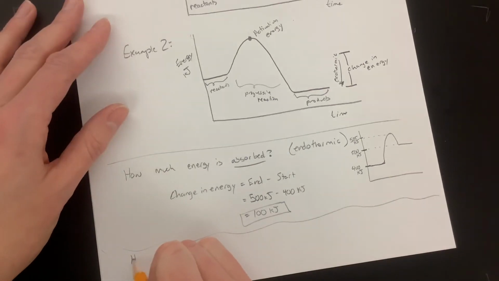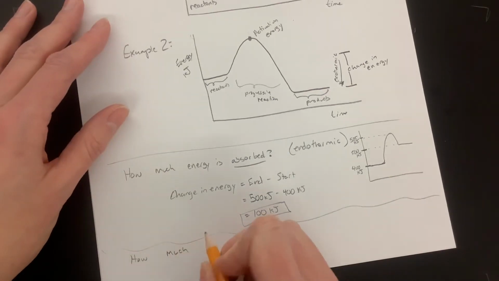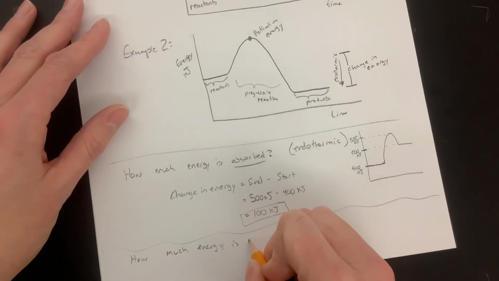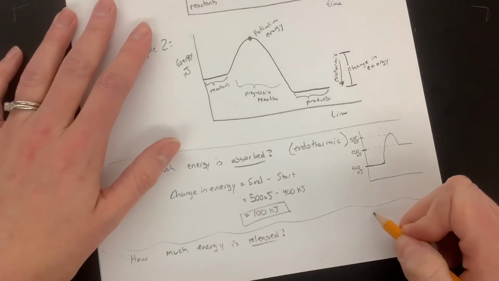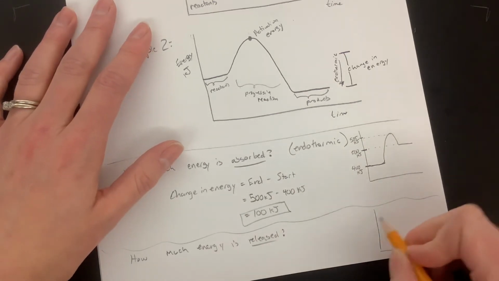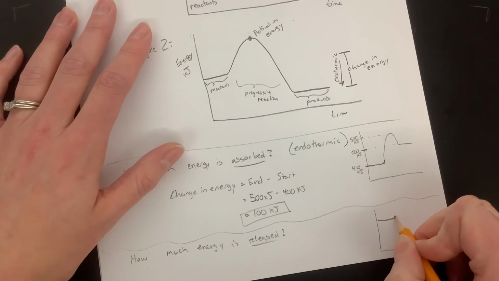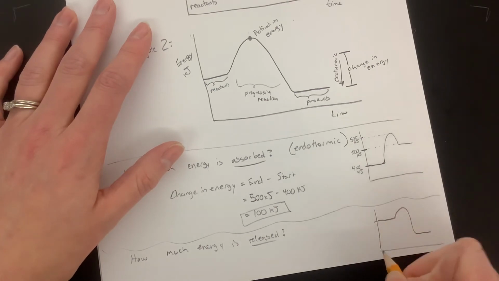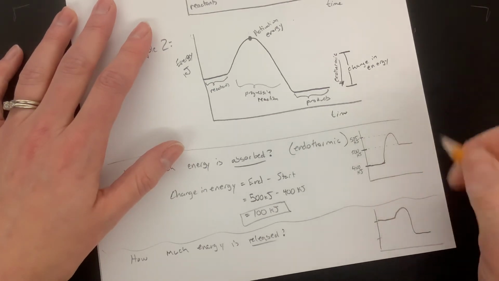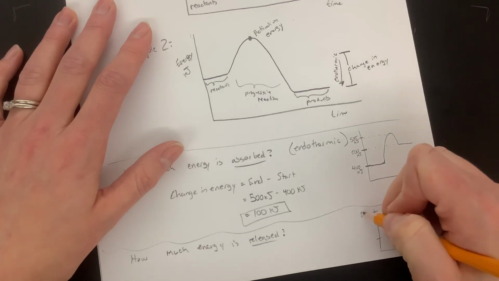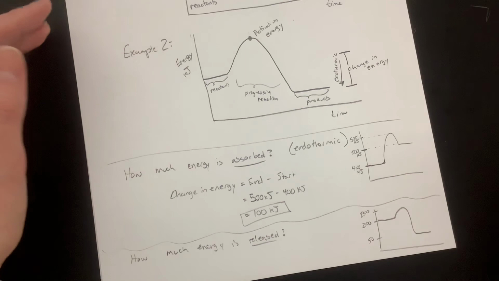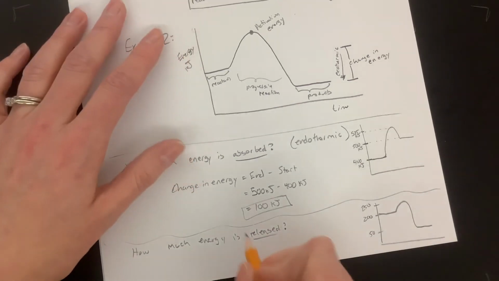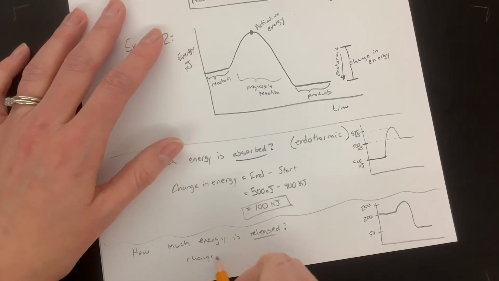No. Okay, so what if you had to answer the same question, but it said how much energy is released? And maybe it doesn't say whether it's released or not, and you have to figure that out. Hopefully you can gather from the graphs here. So this kind is going to look like this. And let's go with 250. This can be 200, and this can be 50. That looks good. Okay. So we're going to do the same thing, change in energy.